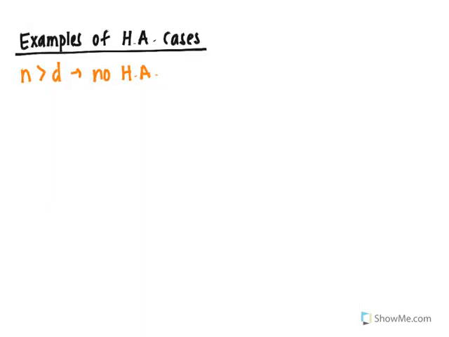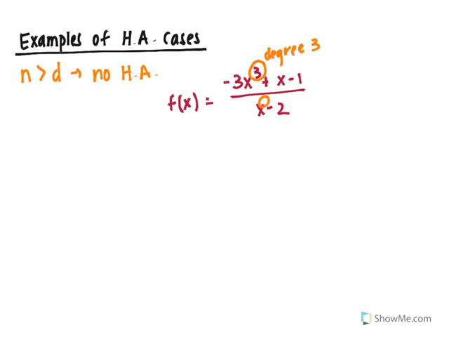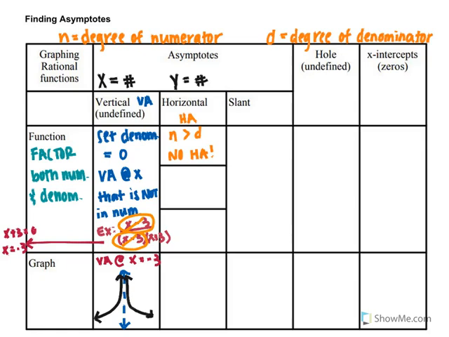So if the numerator has a larger degree than the denominator, then there's no horizontal asymptote. So we could have an example of a function like this: negative 3x cubed plus x minus 1 all over x minus 2. So we can see here that the degree of the numerator is 3 and the degree of the denominator is 1. So because 3 is bigger than 1, there is no horizontal asymptote. Okay, so that's one of the cases. Let's look at the next case.